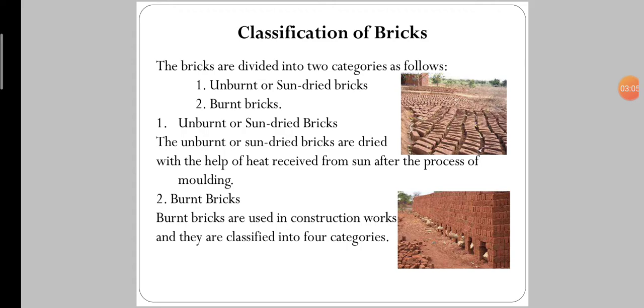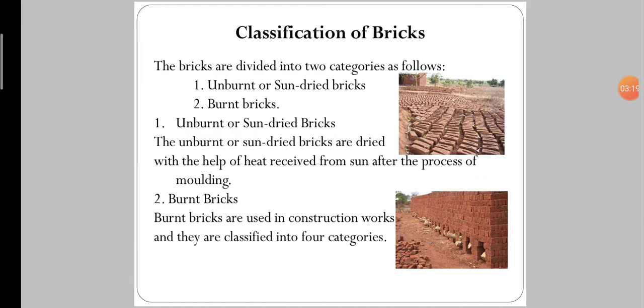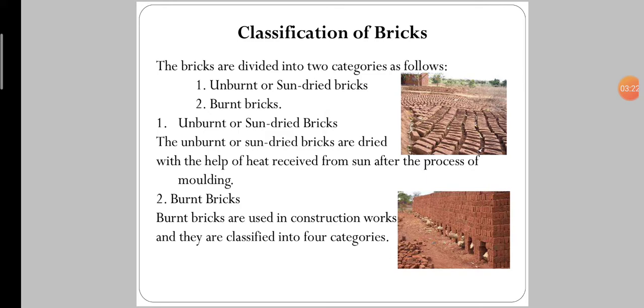Then classification. The bricks are classified based upon two conditions. One is unburnt or sun dried bricks, and number two, burnt bricks. Unburnt or sun dried bricks means they are heated with the help of the sun after the molding process. Normally the bricks are manufactured with the help of a molding process with the use of sand.